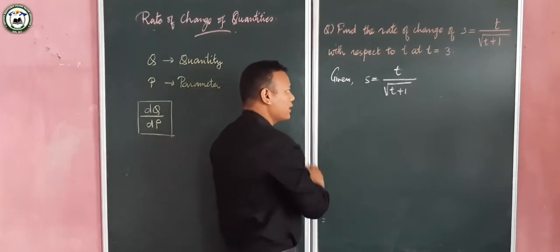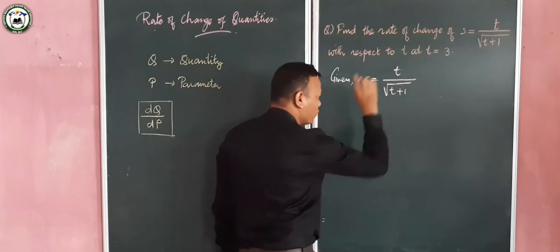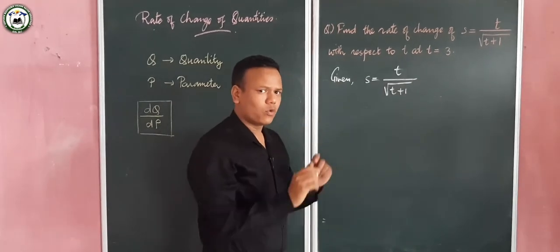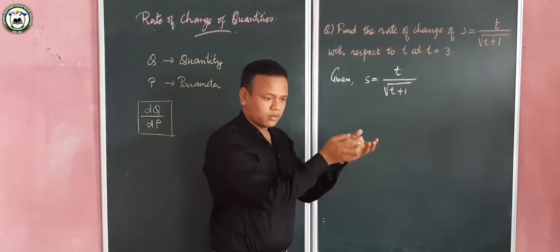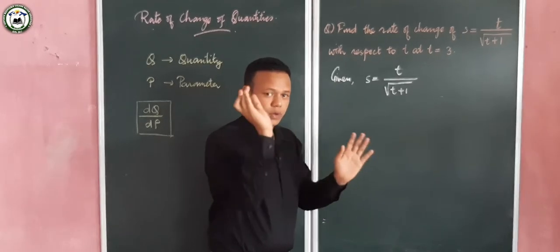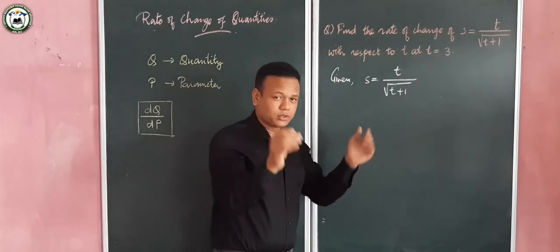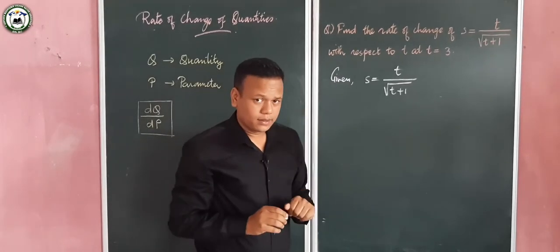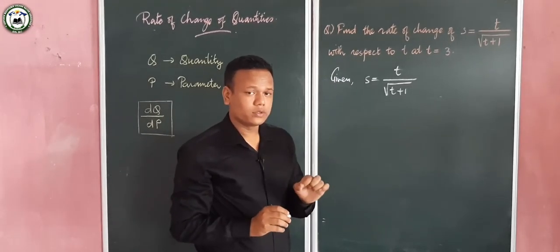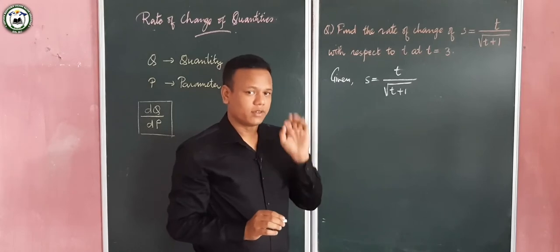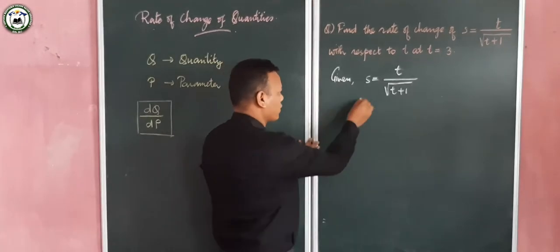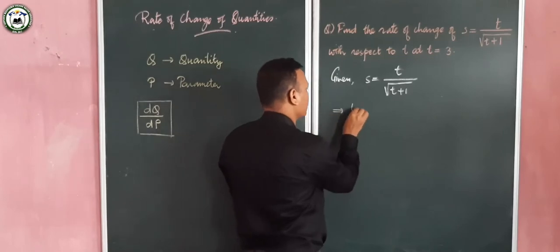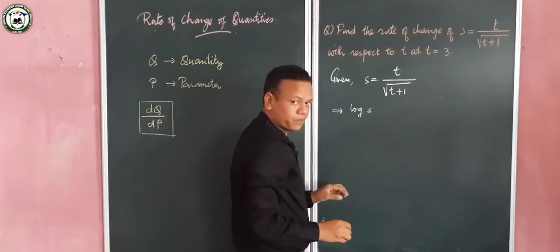Now you have got the F by G form. The formula for F by G is a bit long: in the denominator we have something squared, and in the numerator we have a long expression, right? So let's try to avoid that and let's try to use something called logarithmic differentiation. Let's see what happens when we apply log. So we have log S out here, right?